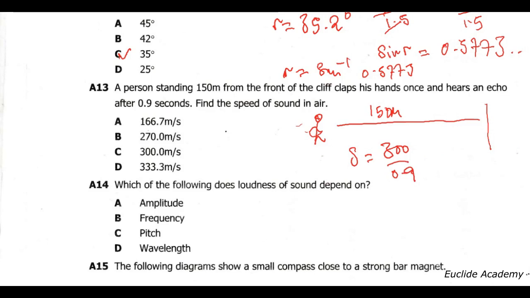0.9. So we can say 300 divided by 0.9. What do we get? We get 333.333. So I encourage you to use a calculator along on this one. So 333.333. Okay, so that will be D.